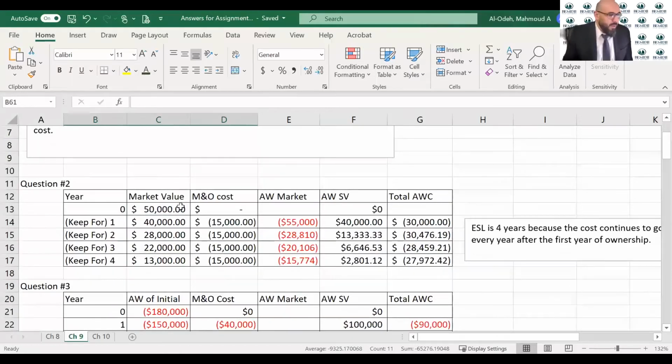Question number 2, we're having the market value to be 50, 40, 28, 22, and 13,000, and we're going to conduct analysis for 4 years, only 4 years. Maintenance and operational cost is going to be 15,000 every year. And now let's go find the annual worth for the market value.